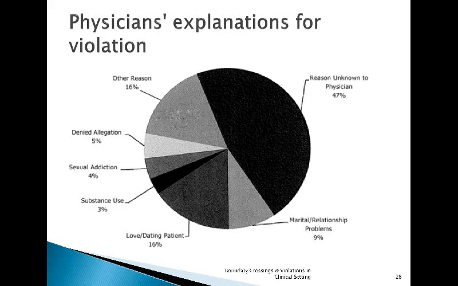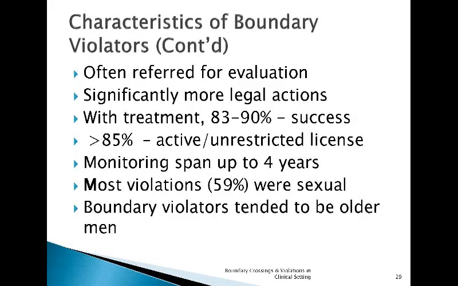About 83 to 90% of monitored physicians have no further violations at follow-up, and over 85% have an active and unrestricted license. The duration of monitoring spans up to 4 years. About 59% of the violations were sexual. The rest involved sexual harassment, sexual comments, or sexually explicit discussions with co-workers or patients. Boundary violators tended to be older men.